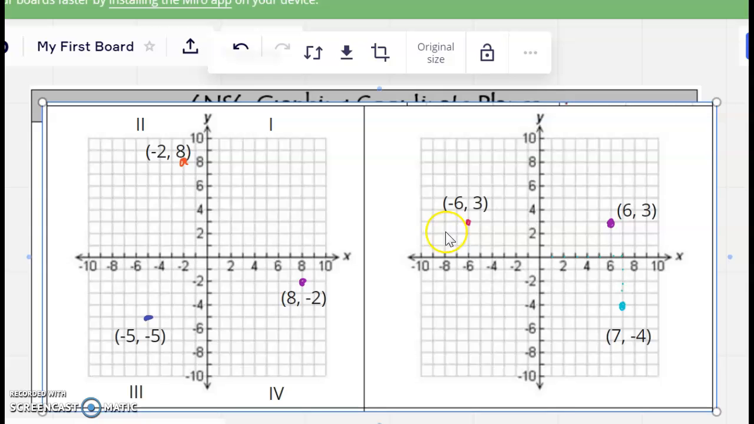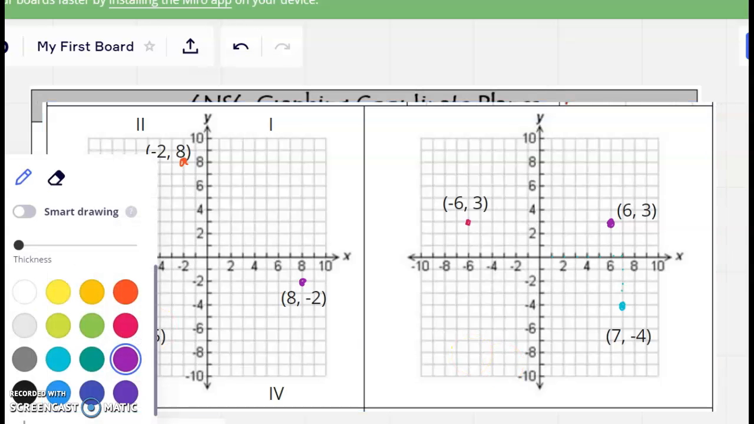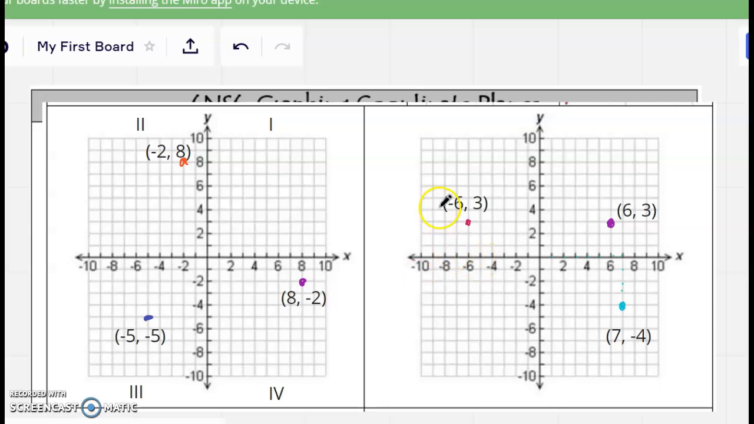Can you see how it's a mirror image? It's mirrored to this, the same exact distance from 0 on the opposite side of the y. All right, so now let's go ahead and reflect the 7, negative 4 over the y-axis. So we're going to keep with reflecting over the y-axis, but instead of reflecting point negative 6, 3, we're going to reflect 7, negative 4.